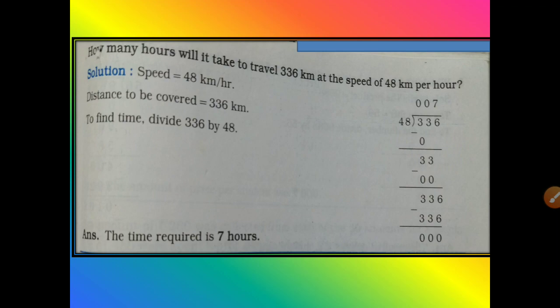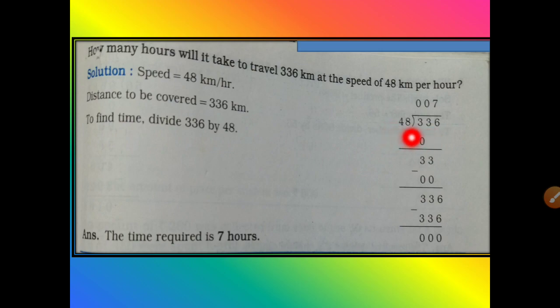Next question. How many hours will it take to travel 336 km at the speed of 48 km per hour? See the solution. The speed is 48 km per hour. Distance to be covered, that is 336 km. To find time, divide 336 by 48. We need to divide 336 by 48.